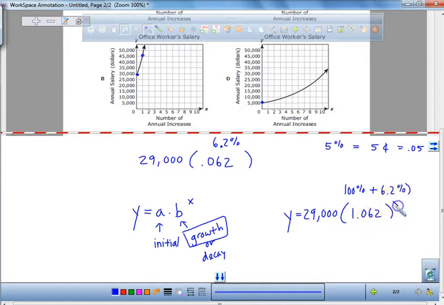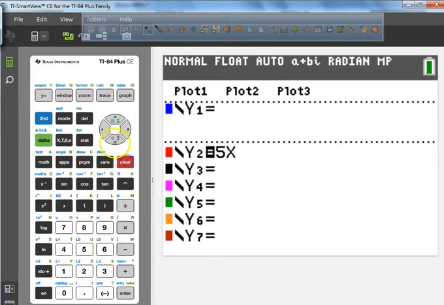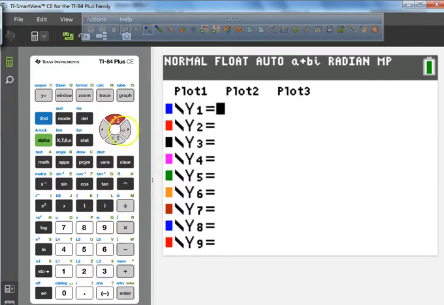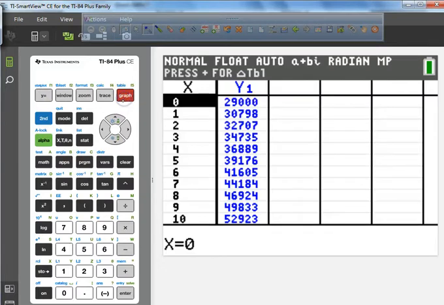Raised to the power of x. So if you would please type that in the graphing calculator. So y equals 29,000 multiplied by 1.062 to the power of x. Now look at the table. We got that, didn't we?